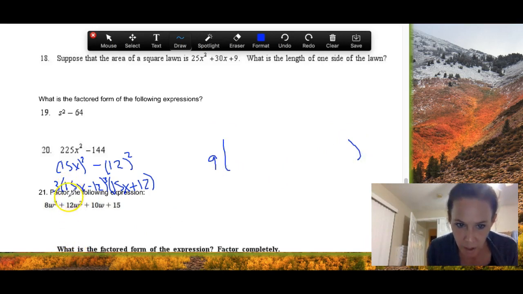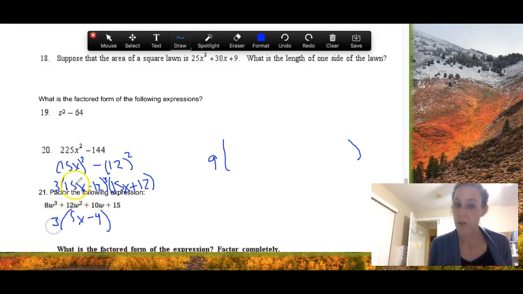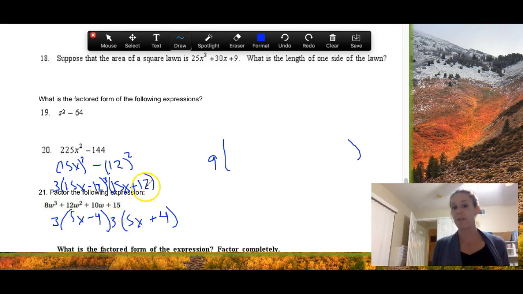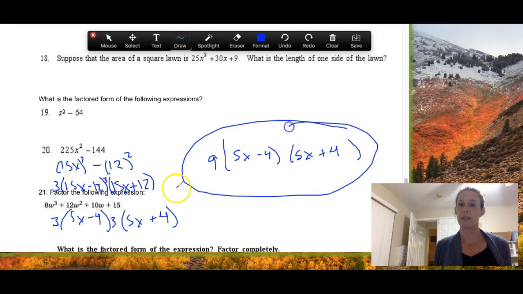When I pull a 3 out of here, it leaves you with 5x minus 4. So I factored it, I divided a 3 out of 15, it left me with 5. I divided a 3 out of 12, it left me with 4. When I divide a 3 out of here, same thing. Leaves you with 5x plus 4. I divide a 3 out of here, it leaves me with 5. I divide a 3 out of here, it leaves me with 4. So when I multiply those together, it leaves me with 9 times 5x minus 4 times 5x plus 4. This is the most correct answer.